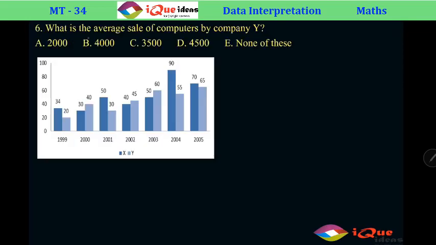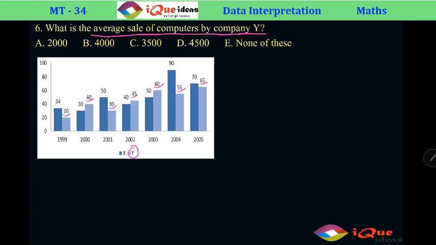Now this first question says, what is the average sale of computers by company Y? The minimum sale of Y would be 20,000. I can see 20,000, 40,000, 30,000, 45,000, 60,000, 55,000, 65,000. All these values are in thousands. These are the number of computers sold by company Y.